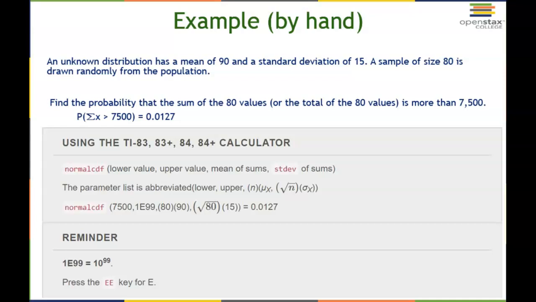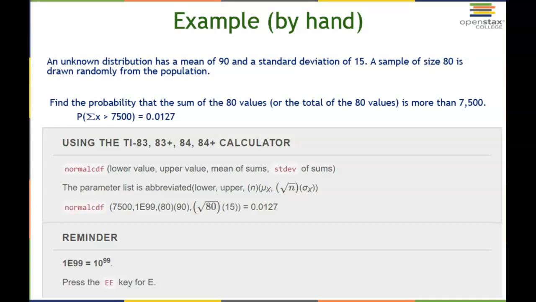Our mean of the sums is 80 times 90. No, you don't need to calculate it yourself. Remember, it's a calculator, so it knows how to do it for you. You can use either parentheses to signify multiplication or the actual multiplication symbol. As long as it's in between the two commas, you'll be okay. For the standard deviation of the sums, that's going to be the square root of n times our population sigma, so square root of 80 times 15. Plugging that into our normal CDF, we get 0.0127. So we can do it on the TI-84 Plus for those that have access to it. For those that don't, do the example by hand.